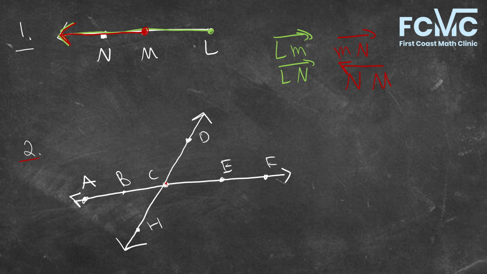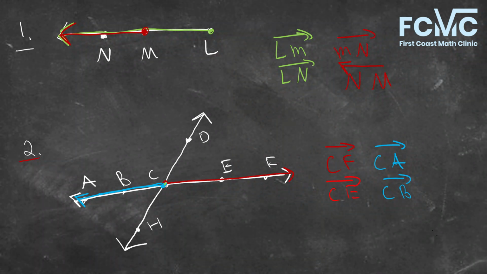So let's say we start maybe here with one ray in red. So this is going to be CF. Well, the opposite ray, if I do this in blue, has the same endpoint in C, but it's got to head in the opposite direction. So we're not going to head up. We're not going to head down. It's going to head to the left. We're going to head C to A. So this would be ray CA. We could also name this CB or CE for these two rays.